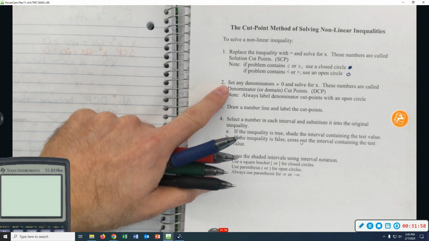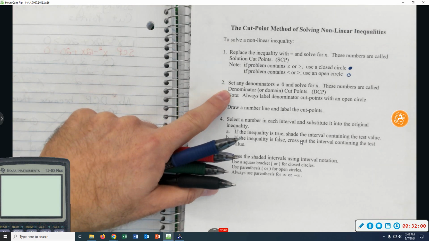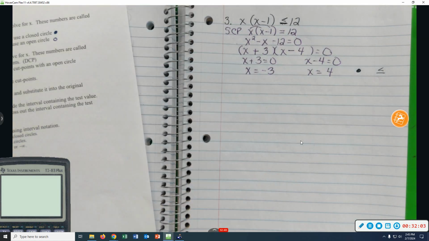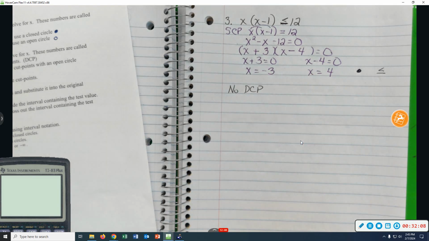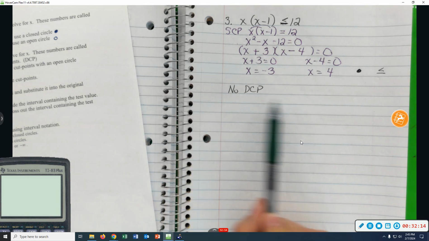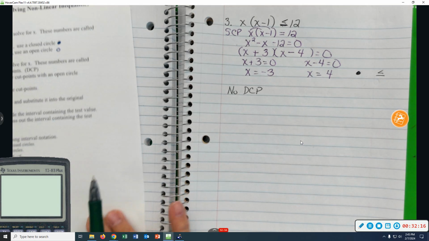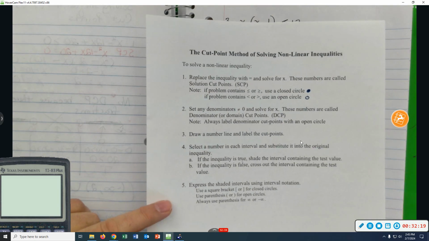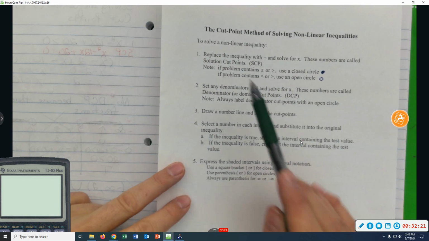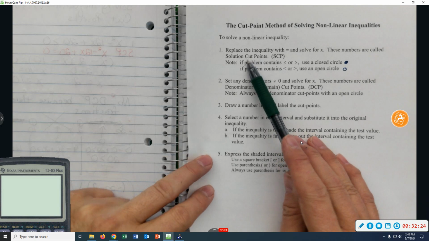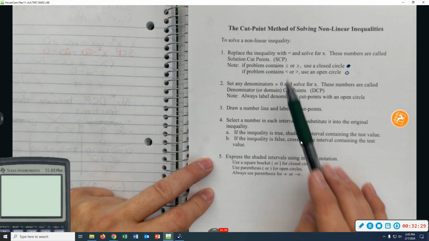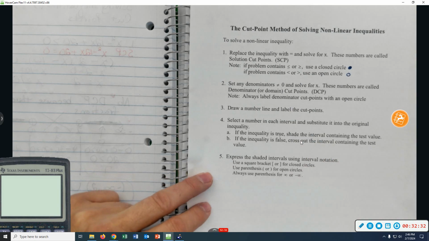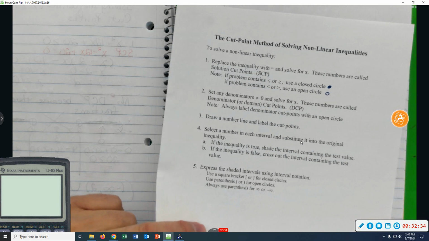Now we've already said since there's no denominators, there's no denominator cut points. So we'll say no denominator cut points. So that means skip step 2. Sometimes I label these step 1, step 2, step 3, but if you're a viewing example type of person, it just sort of depends. Sometimes they find the solution cut points first. Other times you find the denominator cut points. It doesn't really matter what you do first. Well, in this one, there are no denominator cut points, okay?